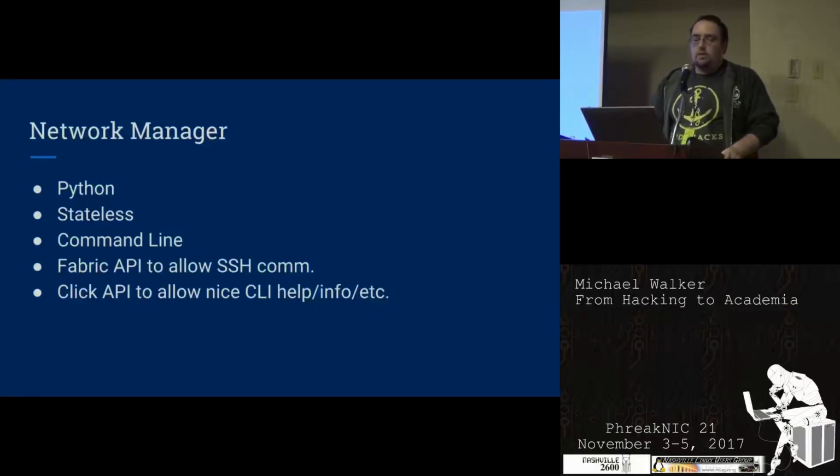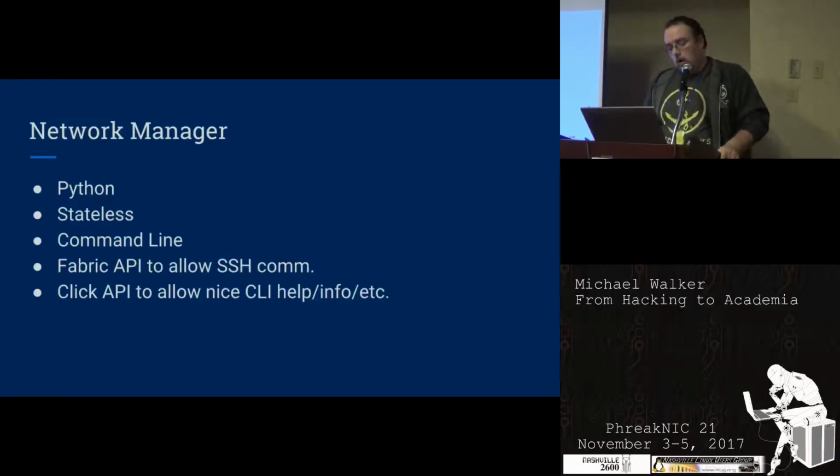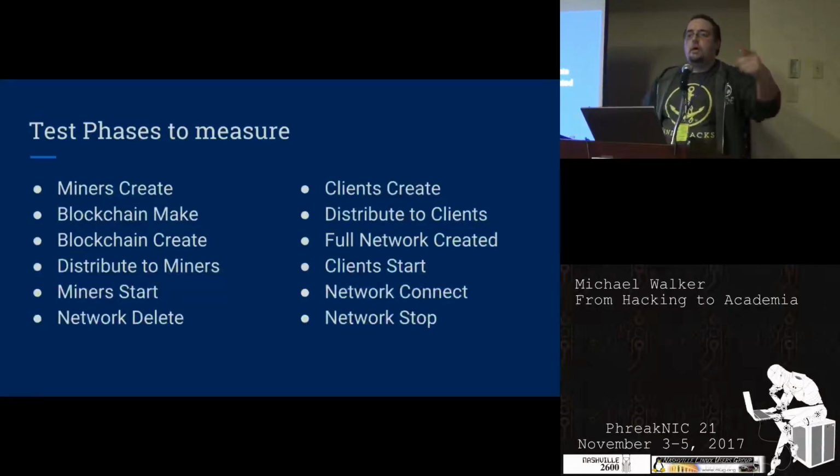So the program is stateless, which means it has no internal memory. Everything is from a command line argument. And the purpose of that is that it can be integrated into other programs. Those programs can keep track of where they're at, or the order of things, the calls to make. It's command line. It uses the Fabric API to allow SSH, the mysterious thing that almost no undergraduates know about. I wish I was kidding. And then the Click API, which is a Python API to allow nice command line arguments with help menus and display things nicely.